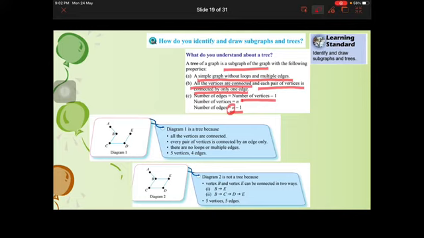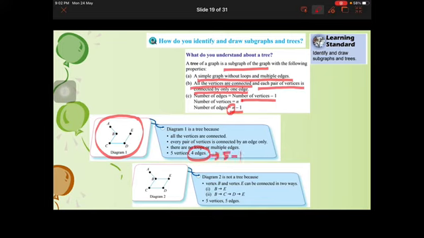Now look at diagram 1. Diagram 1 is a tree because all the vertices are connected. Okay, if you can see here, all the vertices are connected. Then every pair of vertices is connected by one edge only. Okay, ED one edge, CD one edge, CB one edge, AB one edge. There are no loops or multiple edges, and 5 vertices and only 4 edges. You see the number of edges must be 5 minus 1 equals 4.